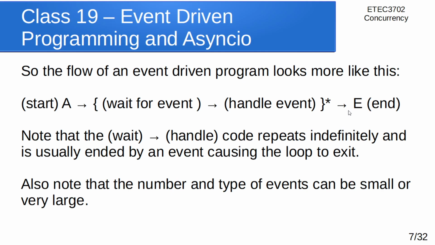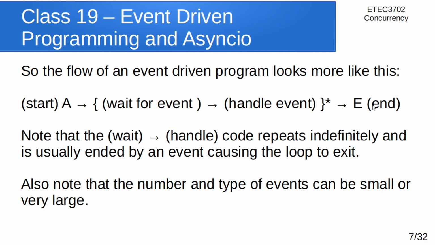Now, one thing to note is that the wait there, followed by the handle code, is going to repeat indefinitely and is usually ended by some event that causes the loop to exit. So, for example, you click on the little X in the upper right corner of the window. That sends an event that basically says, hey, I want to close this window. And then the program can say, oh, well, I had this while loop that was running. Let's break out of that loop because they said they wanted to end the program.